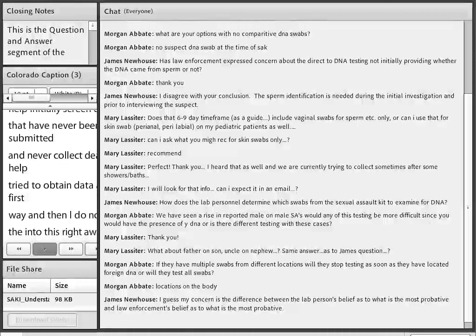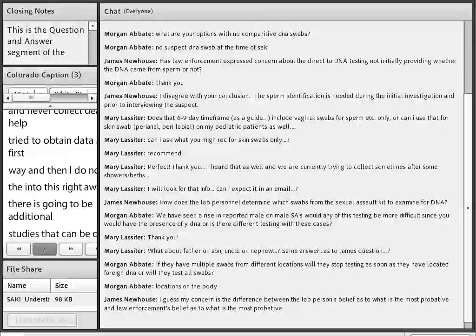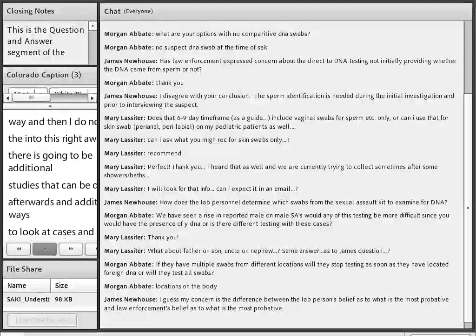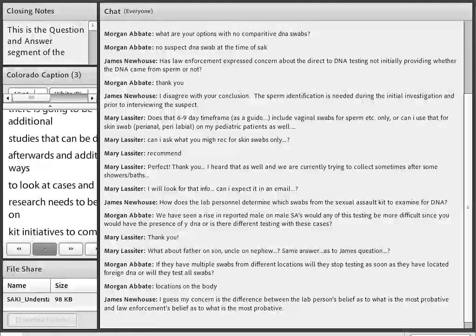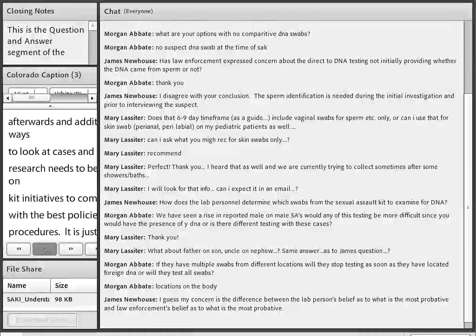I think a lot of research needs to be done on these kit initiatives in order to come out with the best policies and procedures. So it's just commonly what's occurring right now. Doesn't necessarily mean it is the best way, but it's a practice that's being used to help screen these cases.